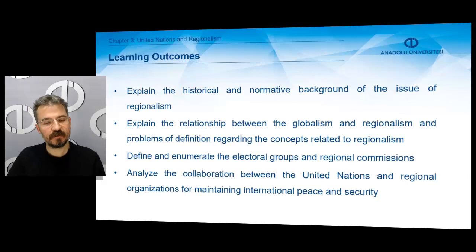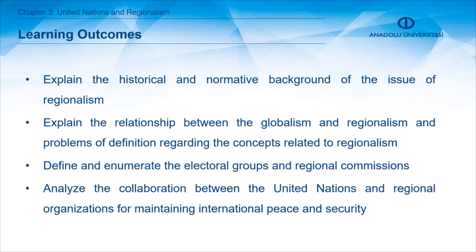After you finish this chapter, you will be able to explain the historical and normative background of the issue of regionalism. You can explain the relationship between globalism and regionalism and the problems of definition regarding the concepts related to regionalism. You can also define and enumerate the electoral groups and regional commissions. Finally, you will be able to analyze collaboration between the United Nations and regional organizations for maintaining international peace and security.